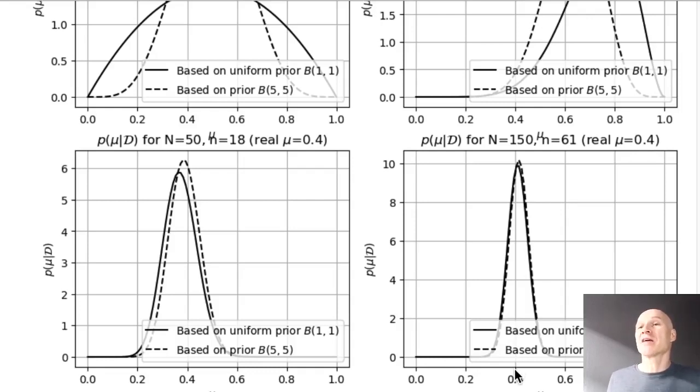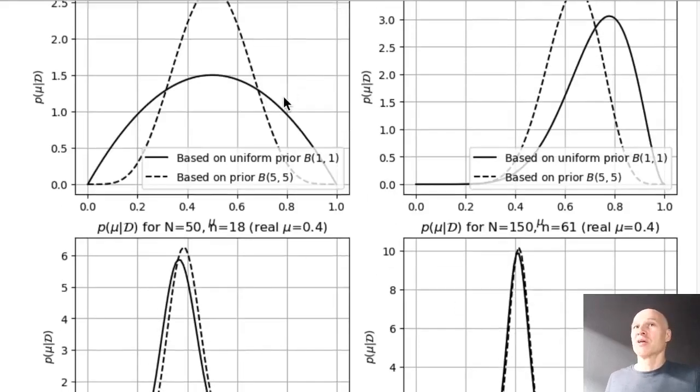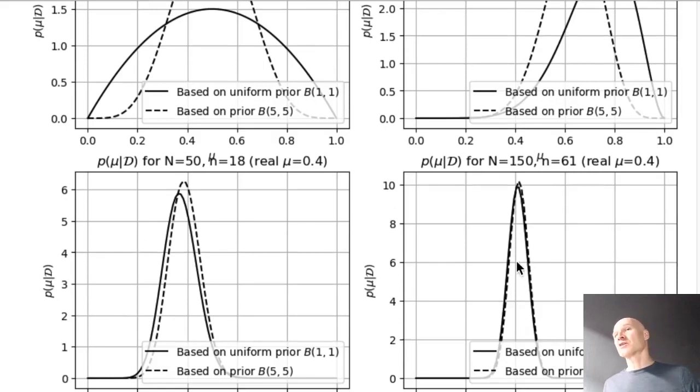One is that the prior is much less important if you observe more data. We started out with different assumptions about the coin, but we got so much information from the data, so many throws, that the likelihood term overwhelmed the prior term.